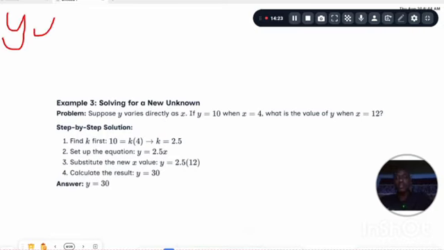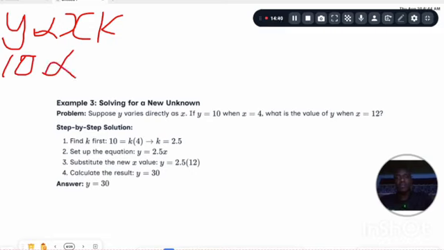Y varies directly as x. Then we have the constant. Y is 10. 10 varies as x. X is what? 4. Then we have our 4k. And I can say 4k. It's not a must to do this. You can divide both sides directly by 4 at the second step. But I just like to have my constant, the alphabet I'm trying to calculate, at the left hand side. So that's why I'm interchanging it.